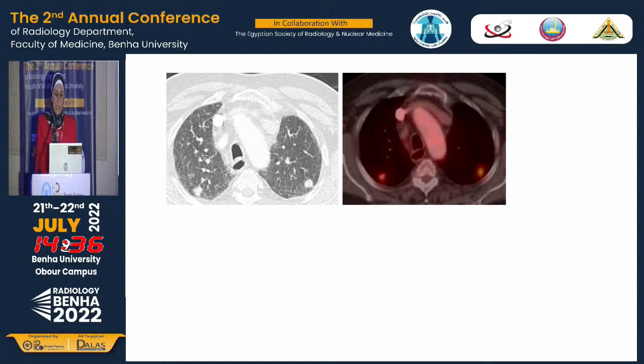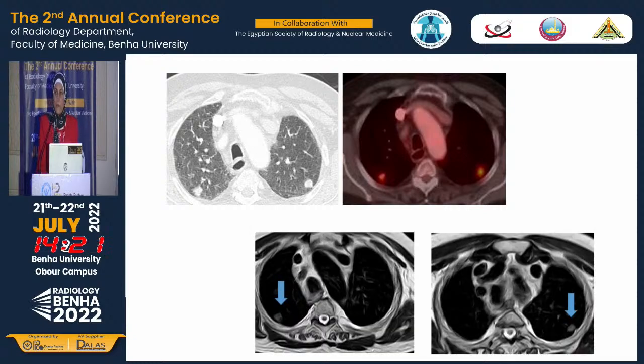Let's see this example from one of our patients who had a PET-CT. This is the CT images showing bilateral pulmonary nodules, and this is the fused PET-CT image with avid uptake at these pulmonary nodules. But when we perform the conventional MRI, just a T2 weighted image, we can nicely demonstrate these pulmonary nodules, as we can see over here.